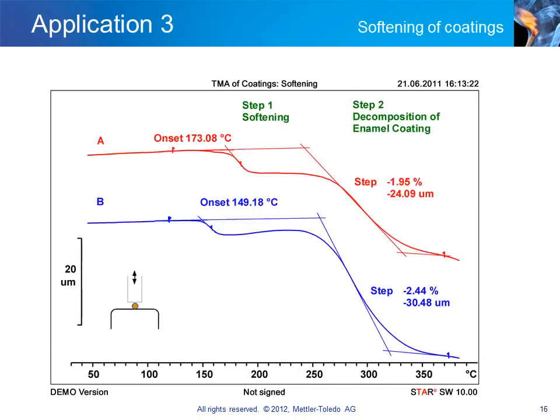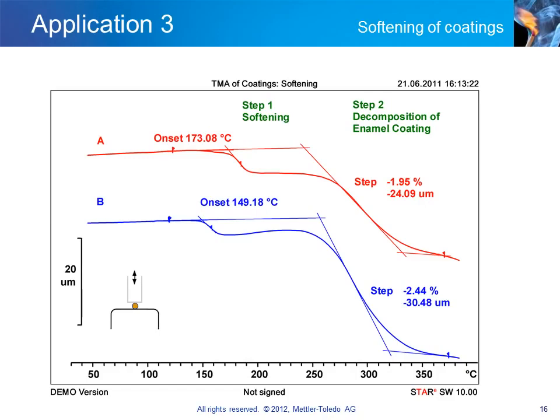Coatings are applied to substrates in many industrial applications to improve the surface properties of the substrates. The thermal and mechanical stability of such coatings and their thickness are characteristics that play an important role in product quality, process control, and cost control.